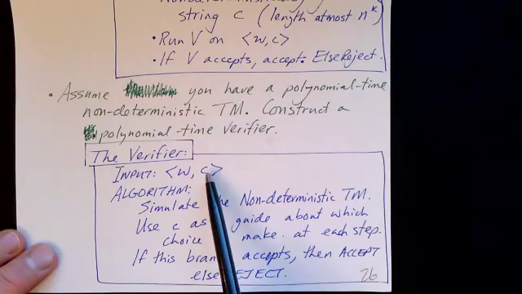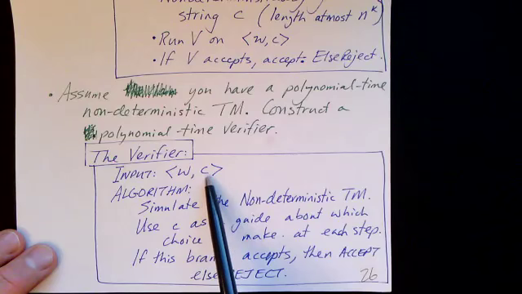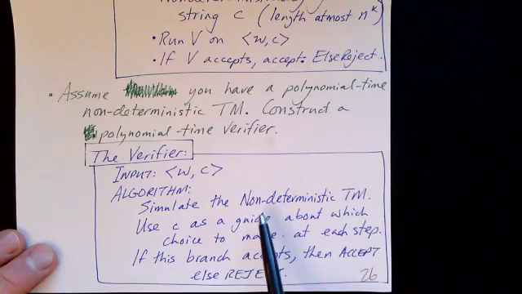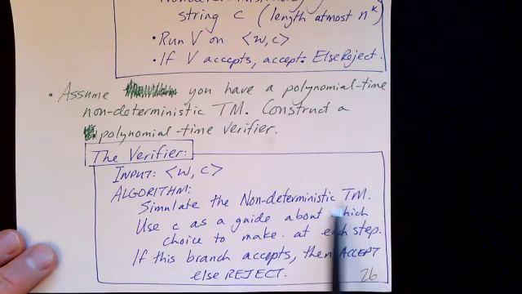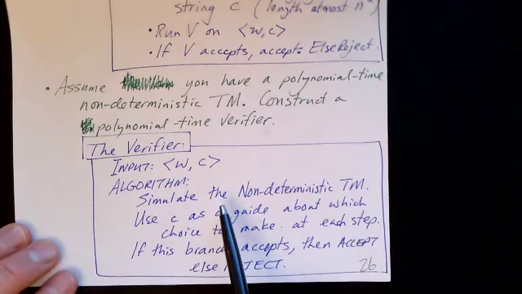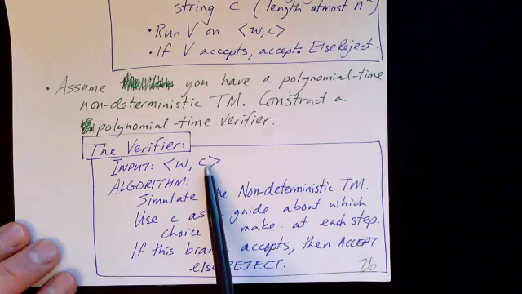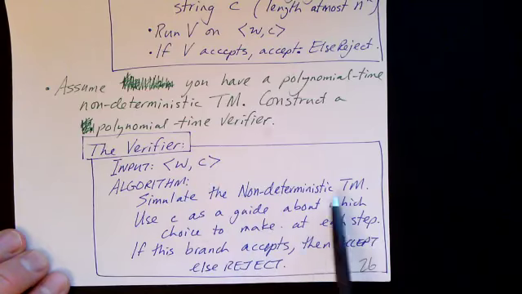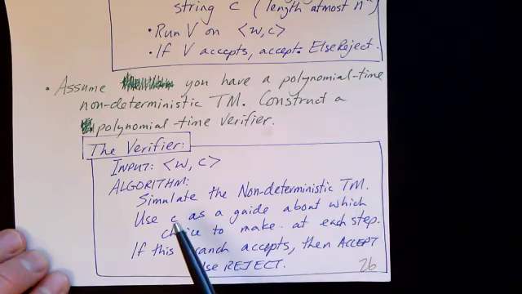So we will construct such a verifier, and the verifier will take as input a certificate, and we get to define the meaning of what kind of certificate we'd like to have. And so what we'll have is a certificate that tells us which decisions are the correct decisions in the non-deterministic Turing machine. So then the verifier does nothing more than use the certificate, which is a list of proper guesses on the computation history, and it simulates that one particular branch of the non-deterministic Turing machine, using the certificate C as a guide about which choice to make at each step.